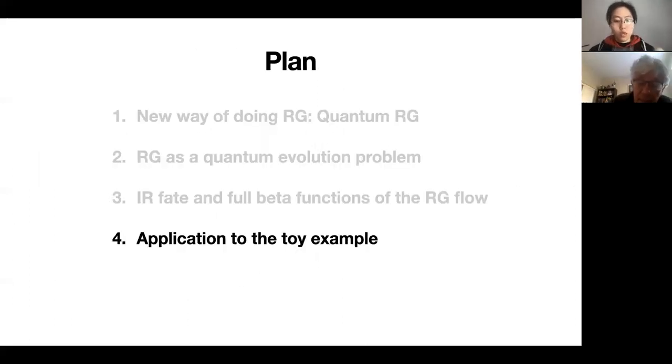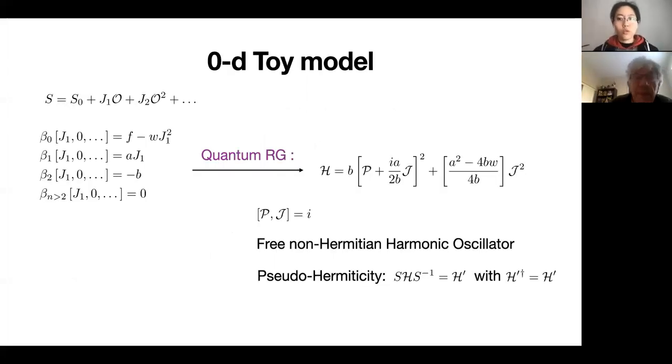Okay, then let me apply this method to the toy example. So remember, we have this 0 dimension, or ultra local, excuse me, toy example. And then if we are given the beta function as a function of only the single trace coupling J1. So with those A, B, F, W are any real non-zero values. So it's an abstract 0 dimensional example.